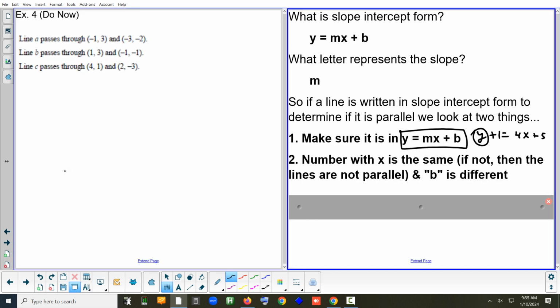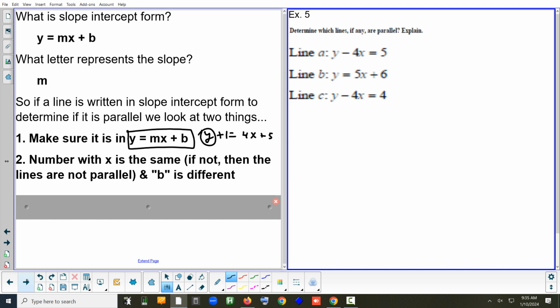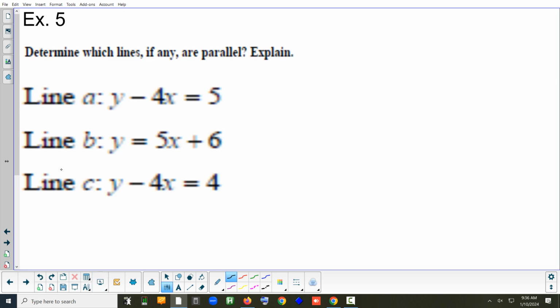All right, let's look at example 5. Here are your three lines. Line A is y minus 4x equals 5. Line B is y equals 5x plus 6. Line C is y minus 4x equals 4. Out of those three lines, only one of them is written the way I said it should be. Which line is the only one set up in the correct way? B. This one's fine. y equals 5x plus 6.